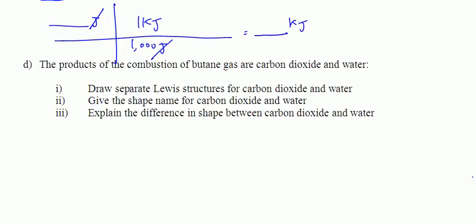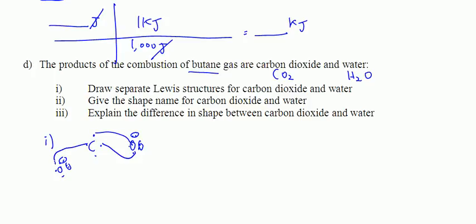Part D. Draw the products of the combustion of butane gas. The products of the combustion of butane gas are carbon dioxide and water. So I know that's CO2, and I know that that's H2O, both covalent compounds. Draw separate Lewis structures for CO2 and water. Okay, well, carbon has 4 dots, and oxygen has 6. Oxygen also has 6 here. I'm going to circle my pairs. I'm going to connect the dots. And there's CO2.